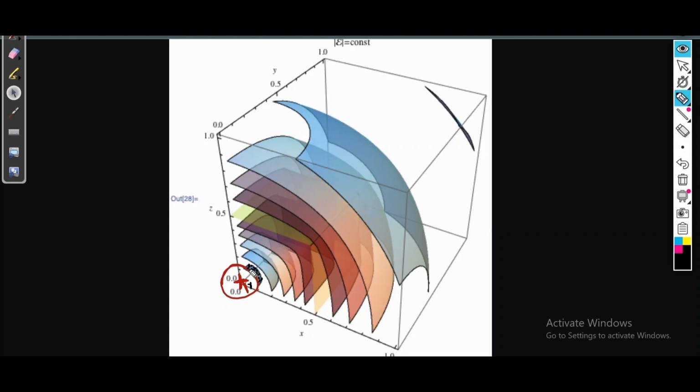Therefore, the surface which is formed by the combination of the points which are present at the same distance from this positive charge, we call that surface an equipotential surface.